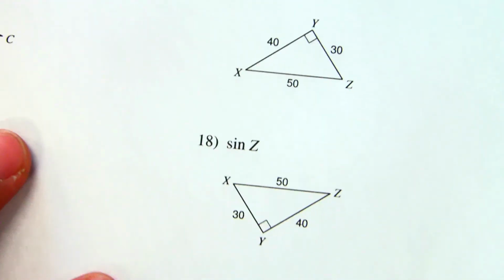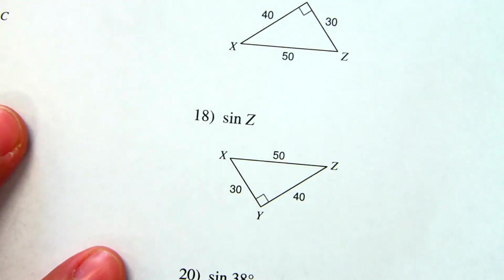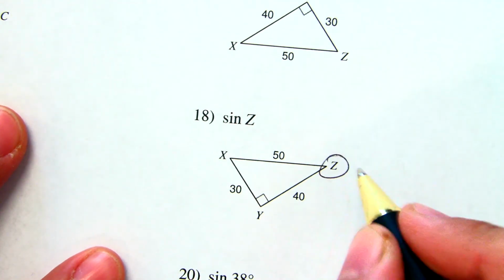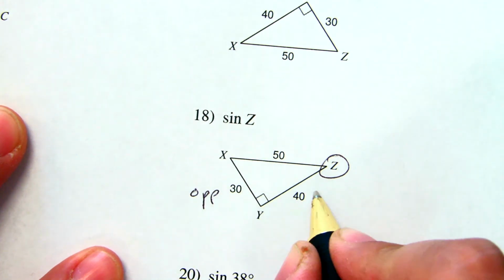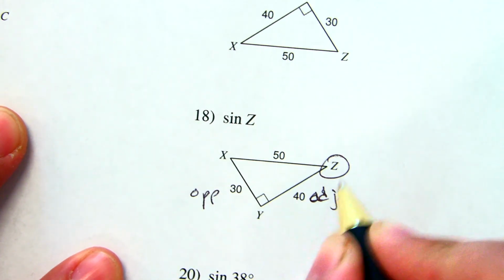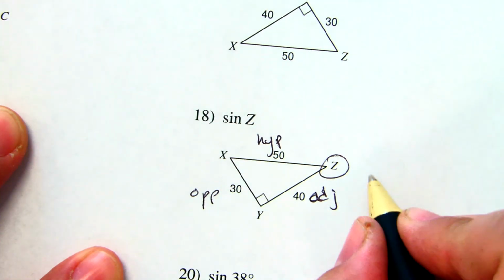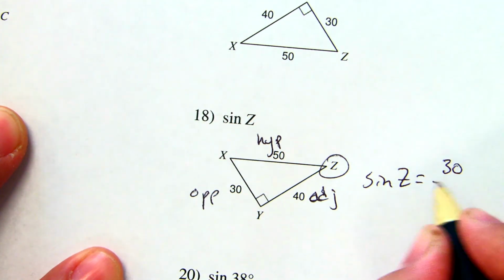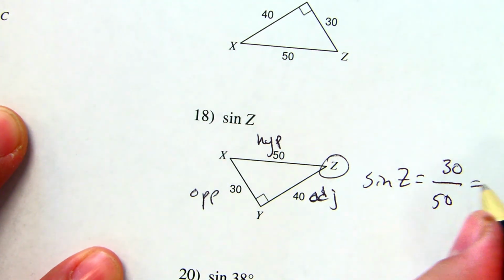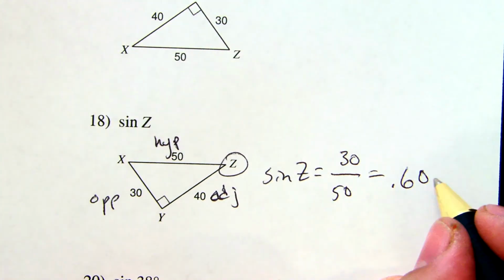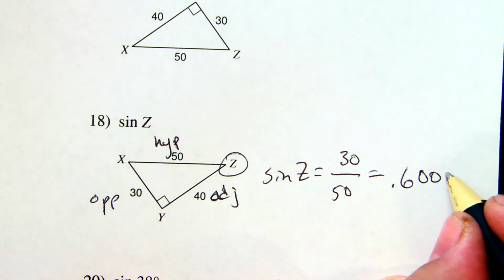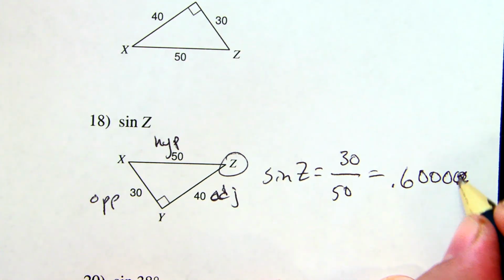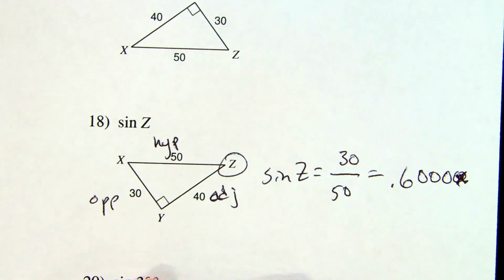Let's try this one here, number 18. So again, pause the video, come back and check it. Okay, sine Z, so here's Z. Opposite, adjacent, hypotenuse. So sine Z is going to be opposite over hypotenuse, so 30 over 50. And you can do that in your calculator if you want, but it's 0.60. I don't know why they say to the nearest ten-thousandth. They're all really simple. But no, sorry, just the 3 zeros. That's good enough. All right.